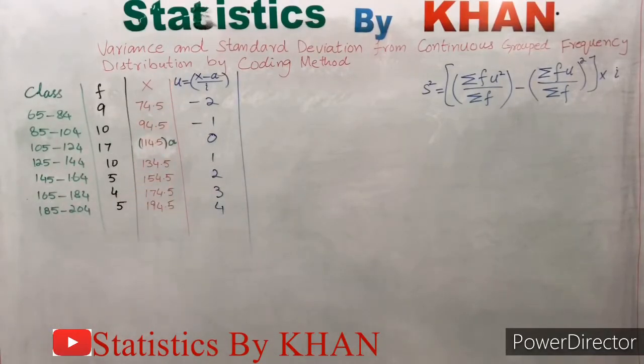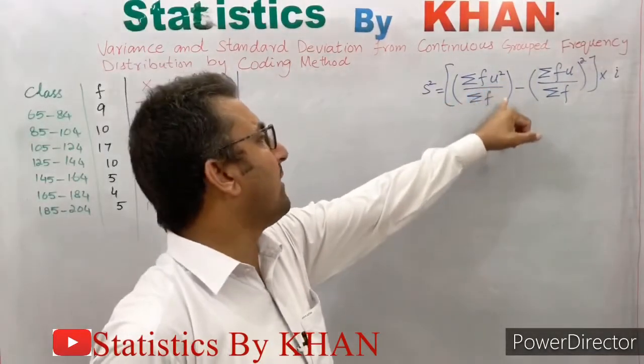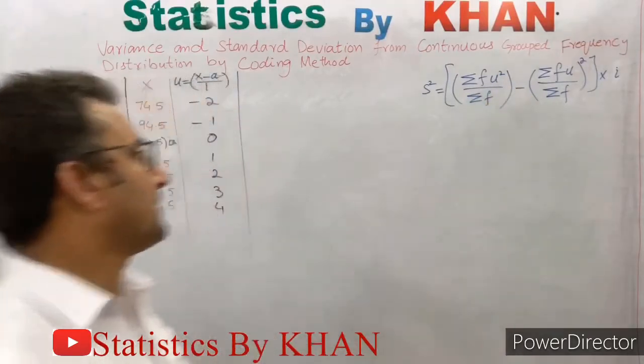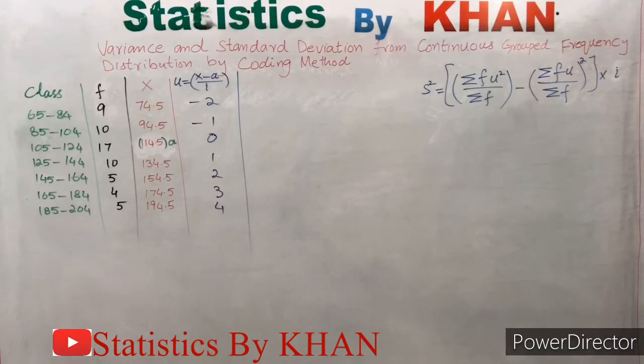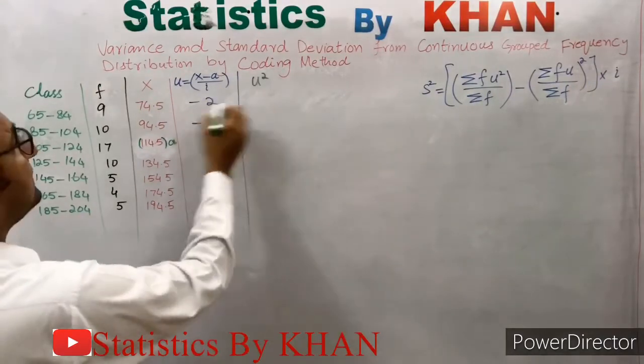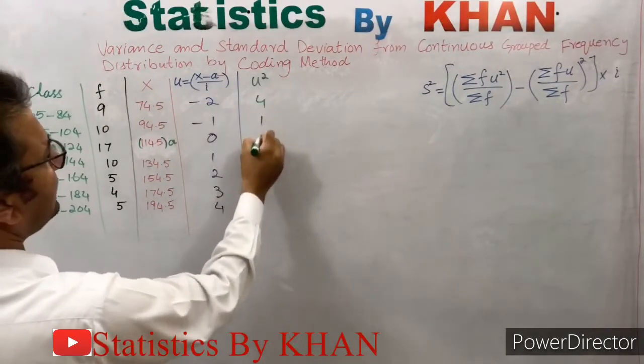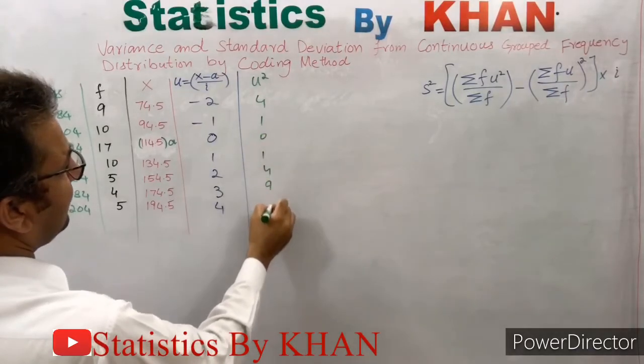Okay, now if you look at the formula, in the numerator of the first fraction we need u square. So for this purpose we will square this u column. Next we will construct a column with the title u square. So this will become 4, 1, 0, 1, 4, 9, and 16.